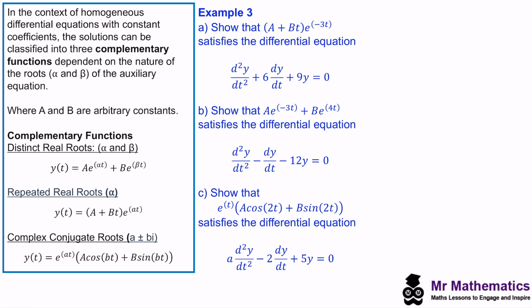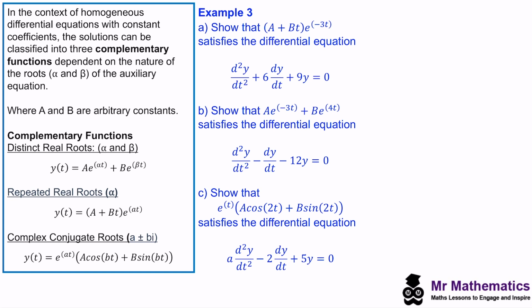In the context of homogeneous differential equations with constant coefficients, the solutions can be classified into 3 complementary functions, dependent on the nature of the roots alpha and beta of the auxiliary equation, where capital A and capital B are arbitrary constants. You can see them here. If alpha and beta are distinct and real, then the complementary function will be in this form. If they are repeated real roots, it will be in this form. And if the solutions alpha and beta are complex conjugate roots in the form of a plus or minus bi, then the solution to the differential equation will be in this form.